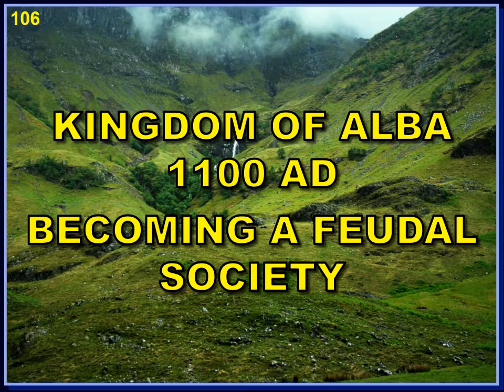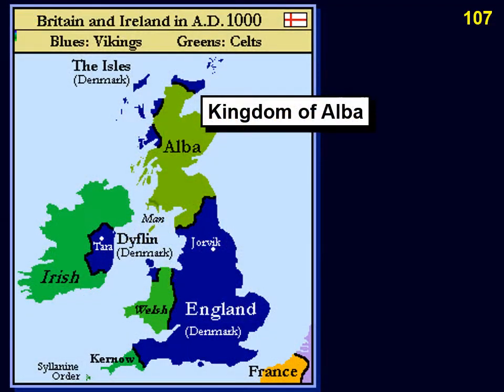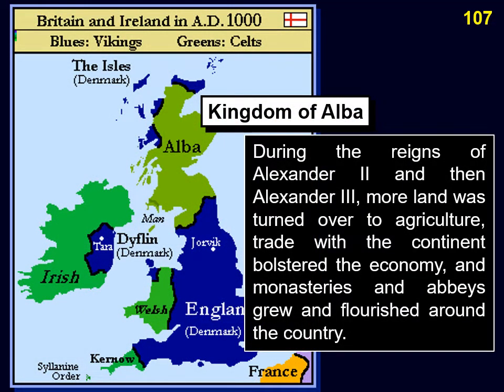In the 12th century the kingdom of Alba continued to grow, and became a feudal society. During the reigns of Alexander II and then Alexander III, more land was turned over to agriculture. Trade with the continent bolstered the economy, and monasteries and abbeys grew and flourished around the country.